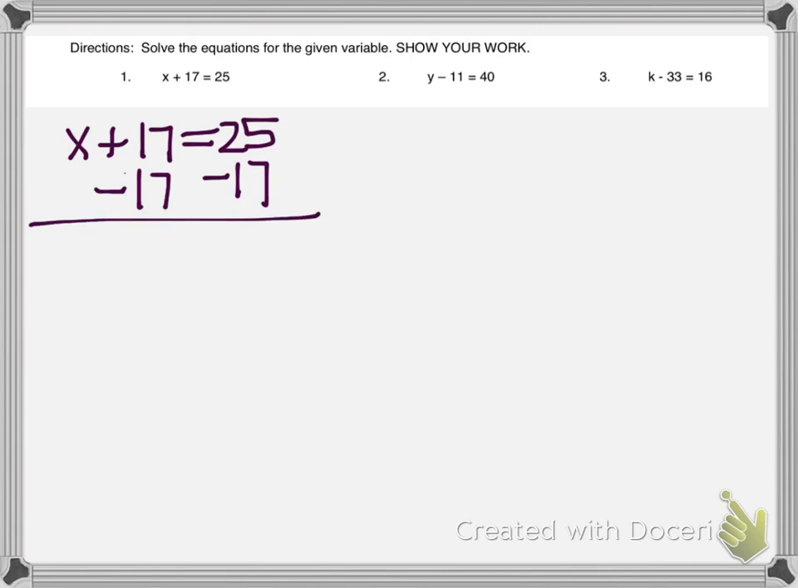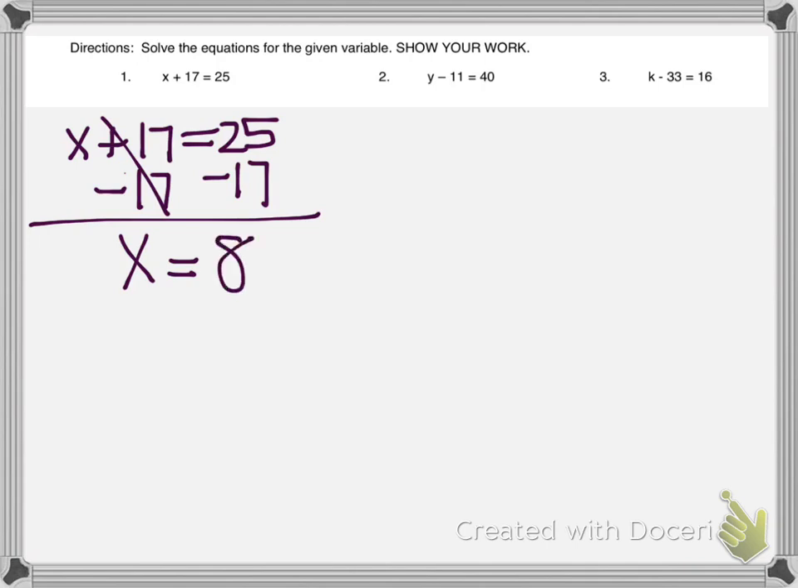Next, solve the equations for the given variable. You have to show your work. This is where I'm asking you to show me the algebra steps. I want to isolate the x, so I'm going to undo addition with subtraction. So let me rewrite this here. x plus 17 equals 25. I'm going to undo the addition with subtraction. I'll subtract 17, and whatever I do to one side, I have to do to the other side. The 17s cancel. I get x equals 25 minus 17 is 8.